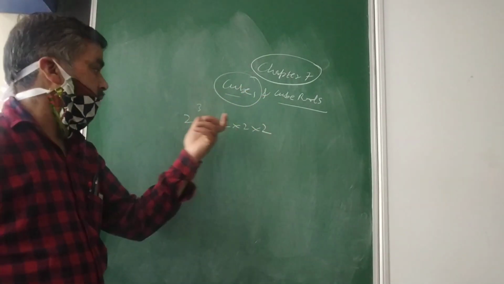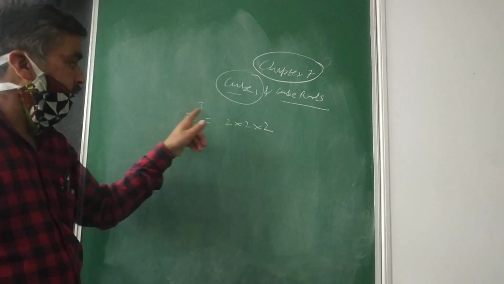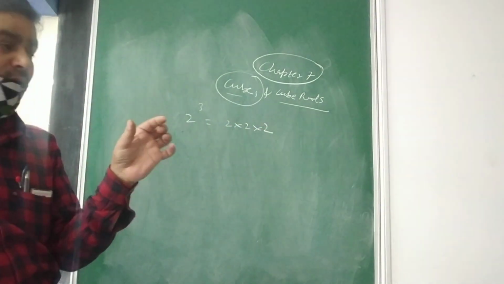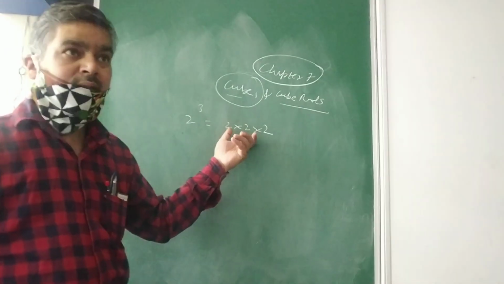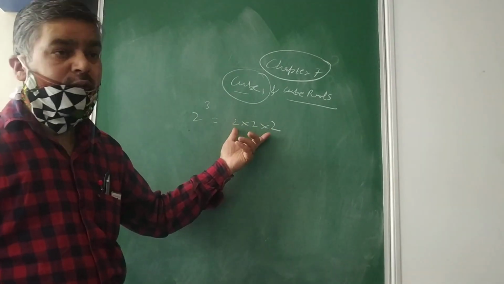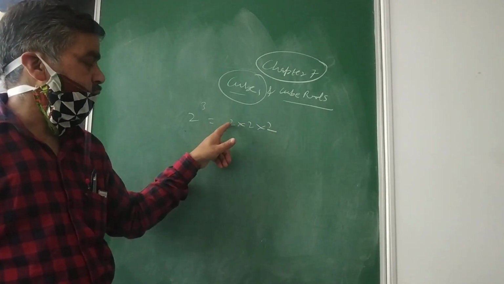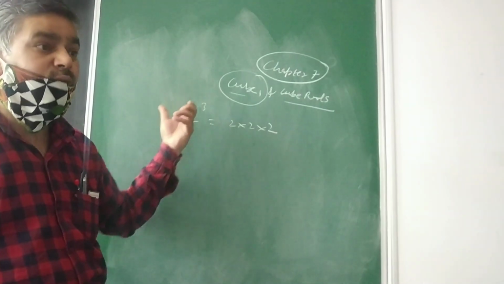Cube root means, cube of 2 is 8, so cube root of 8 is what? 2. That is a perfect cube. In squares we were taking pairs of 2. In cubes we have to take groups of 3, 3 at a time. So 2 2s are 4, 2 4s are 8. Cube of 2 is 8, so cube root of 8 is 2.